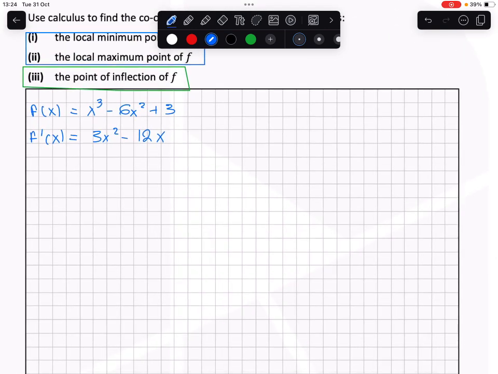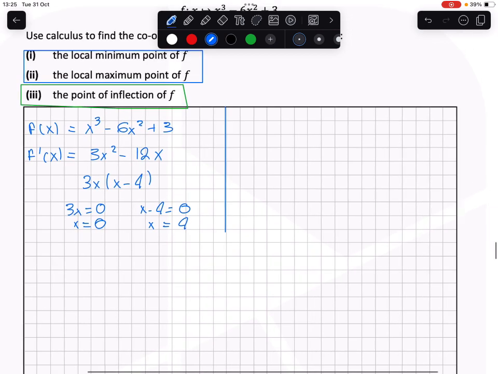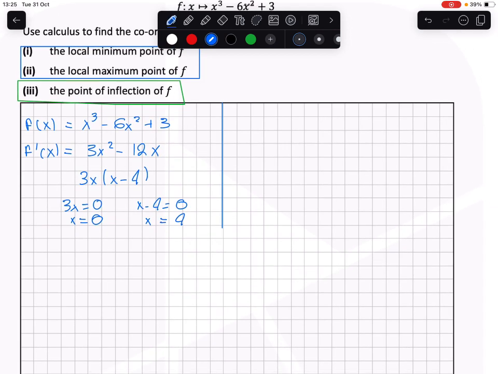So we can simplify this by factorising out 3x from both terms, and then we're just left with x minus 4 in the middle. So we have 3x equaling 0, so x has to be equal to 0. And then we have x minus 4 is equal to 0, so then we just have x is equal to 4. As I said before, these 2 points we're just going to sub back into the original function, and they're going to give us the local max or the local min, and then we just have to figure out which is which.